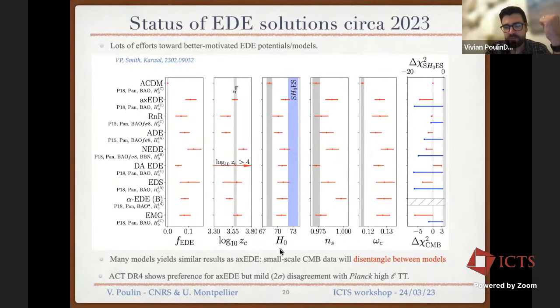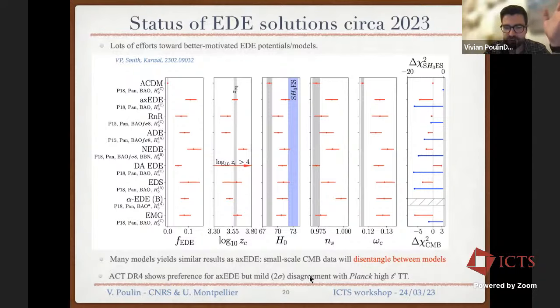And we will be able, with high accuracy small-scale CMB data, to disentangle between the models, essentially the potential of early dark energy. And I should say, I'm not going to go into the detail, but you probably have heard that ACT data show preference for one of these models, this axion model that I presented. But this is a little complicated and would require a little bit of time.